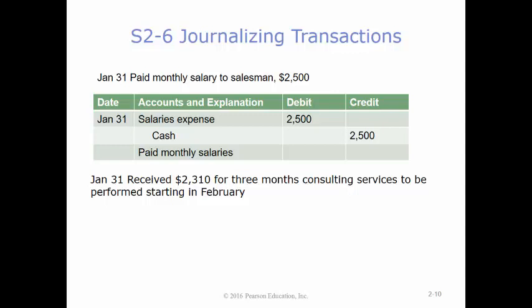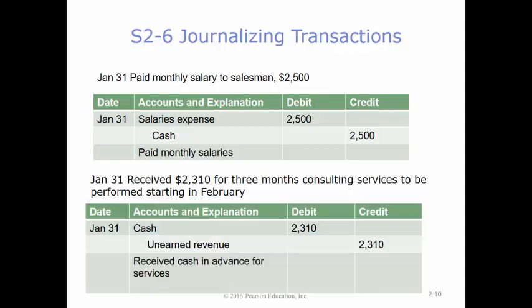That way, if something happens and we don't actually perform these services, then we would have a liability recorded so that we could give the money back. And it also helps us to keep track of it, so in the months where we actually perform the services, we would actually record service revenue. So to record this transaction, we would debit cash for $2,310 and we would credit unearned revenue for $2,310.